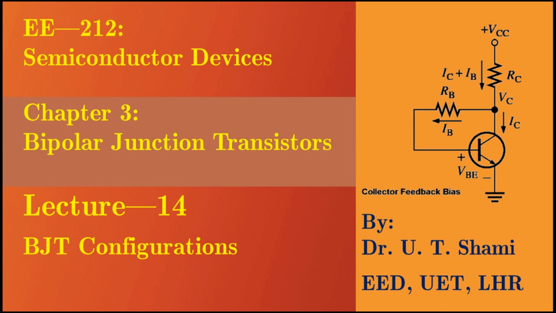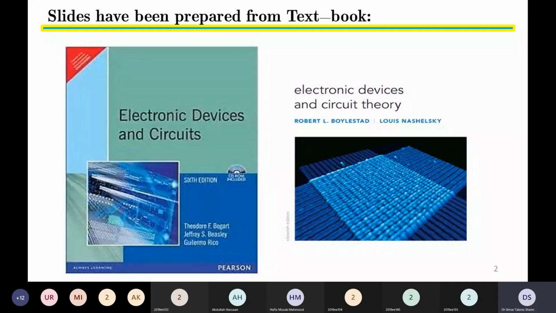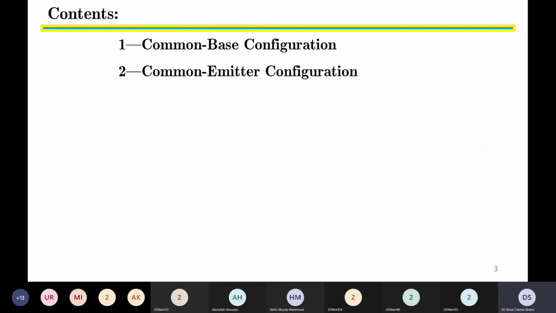This is the 14th lecture, and today we will start with BJT configurations. There are in fact three configurations for the BJT. In today's lecture, we will try to cover one or two configurations of the BJT. These slides have been prepared from our two textbooks as shown on the screen. We will try to cover the common base configuration and the common emitter configuration.